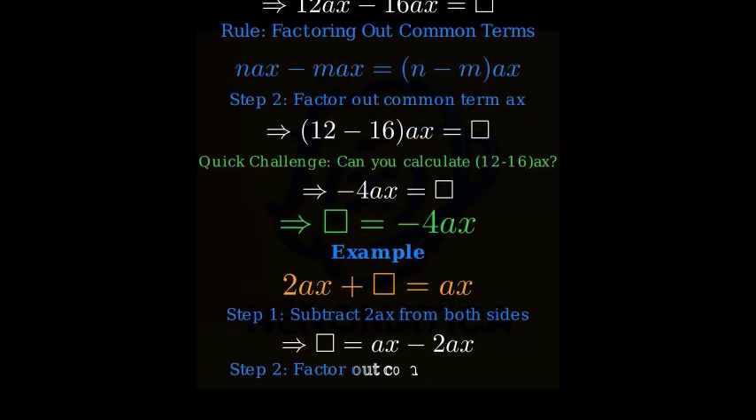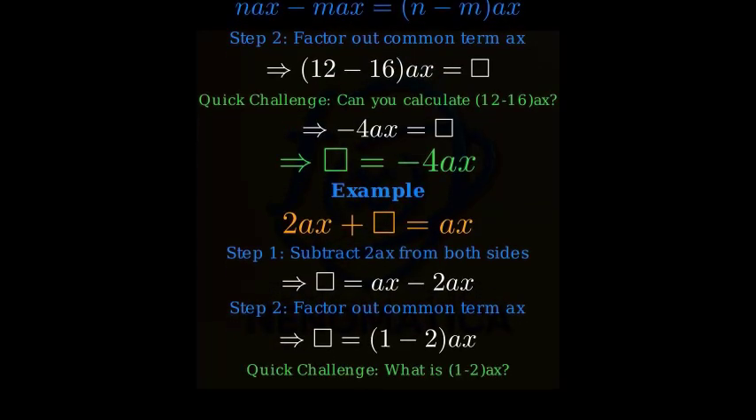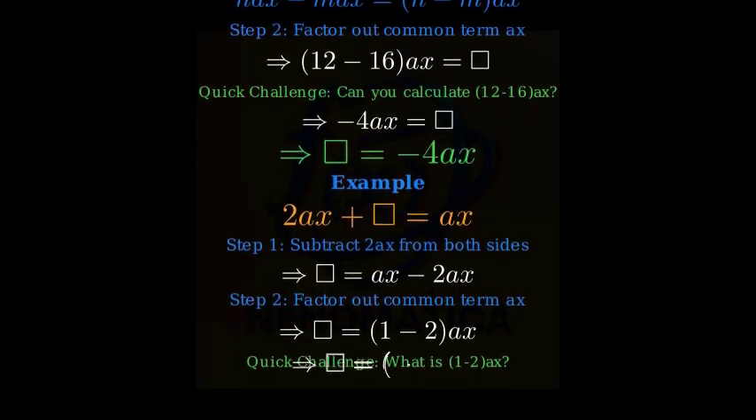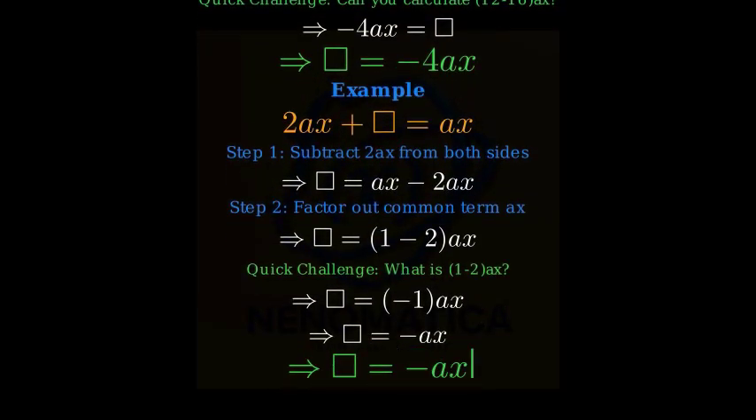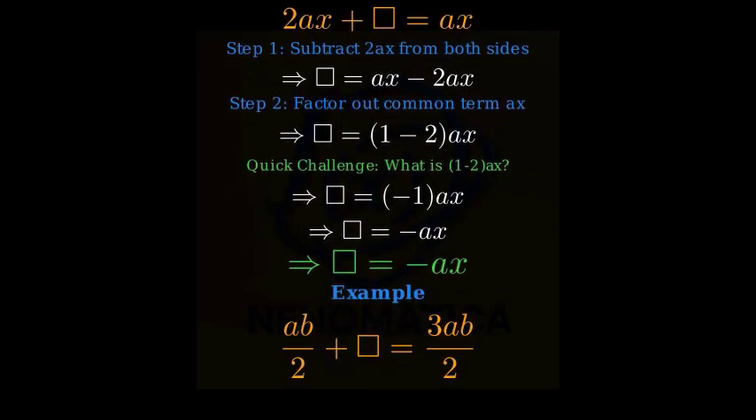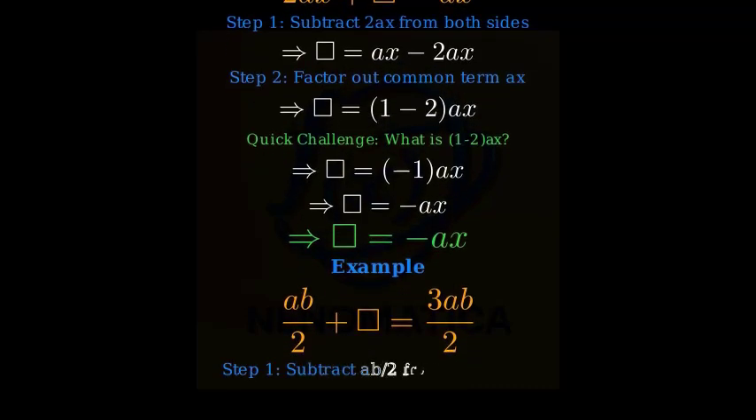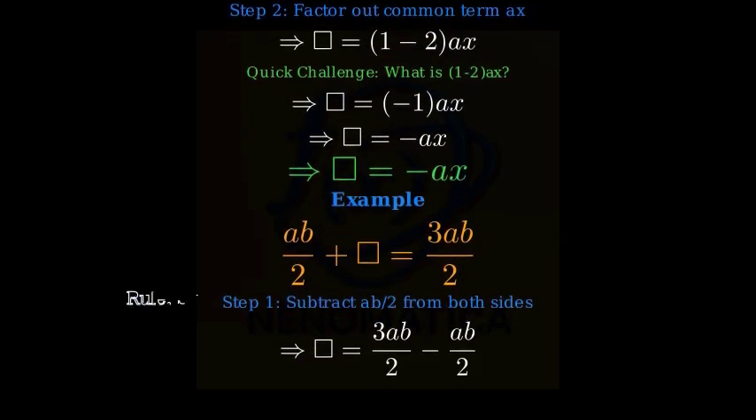Let's solve our final example. We need to find the missing term in the equation ab over 2 plus blank equals 3ab over 2. To isolate the missing term, we'll subtract ab over 2 from both sides. Now, we can combine the fractions on the right side because they have the same denominator. Therefore, the missing term in our last example is ab. Great job! We've successfully solved for all 4 missing terms in our algebraic equations.